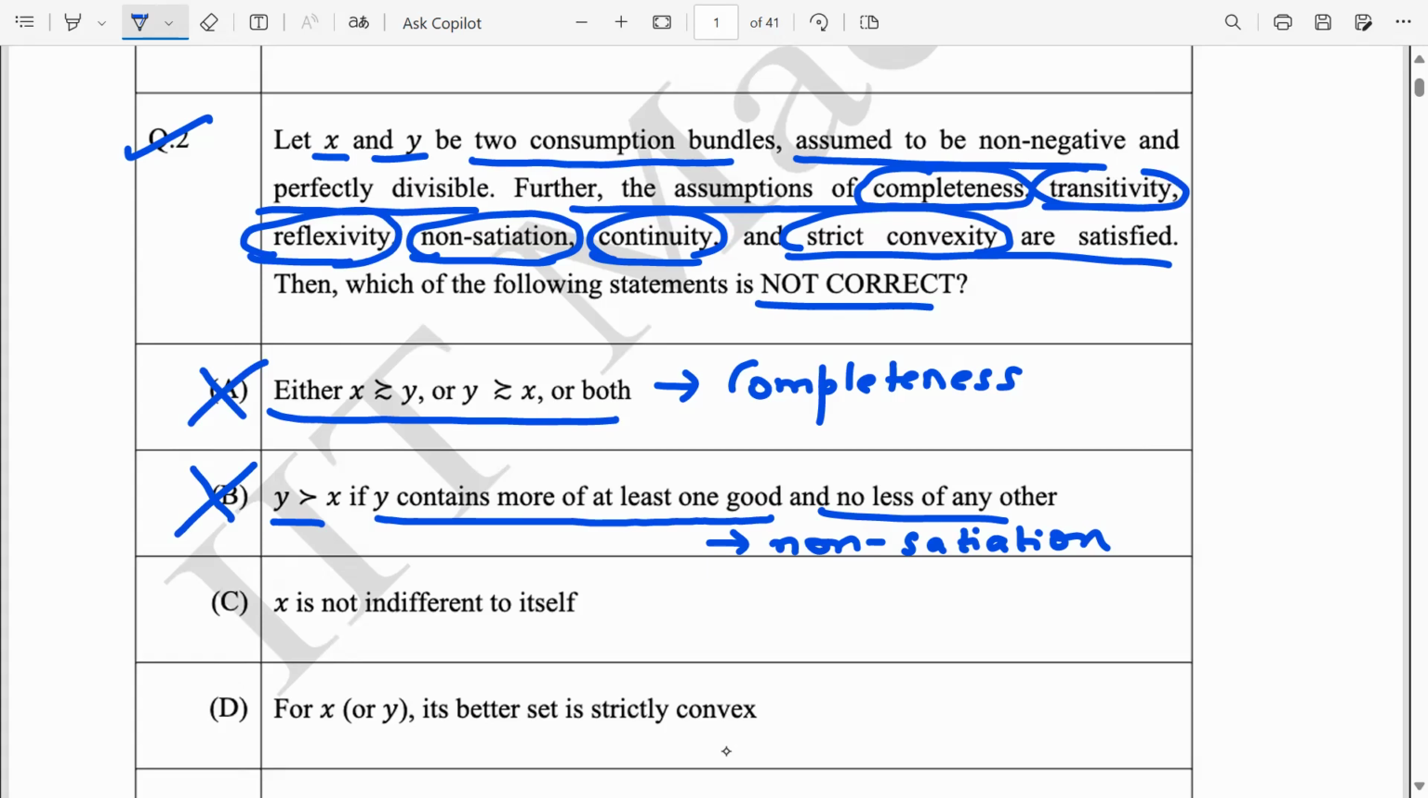X is not indifferent to itself. This is wrong. If you look at the reflexivity assumption, according to reflexivity, any bundle X is weakly preferred to itself, and when I say weakly, it also includes indifferent. So I can say the reflexivity assumption is violated.